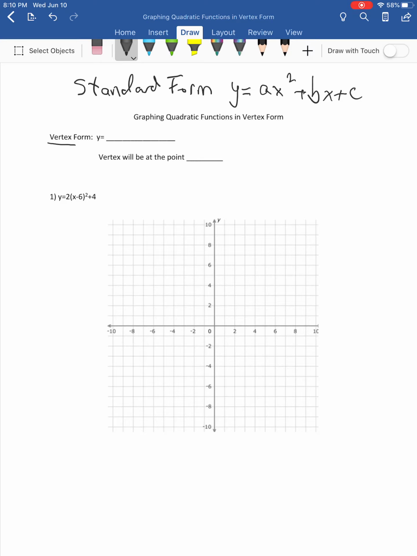We're going to look at graphing in vertex form. So vertex form is new. Last time we saw standard form, which is y equals ax squared plus bx plus c. So for example, y equals negative x squared plus 6x plus 4, okay?